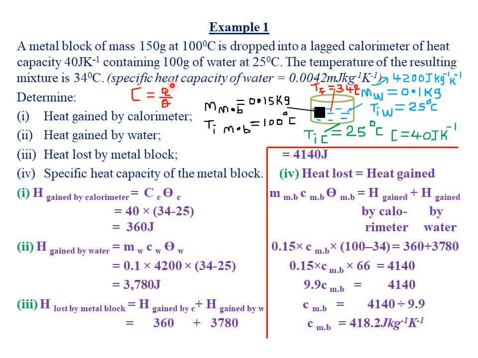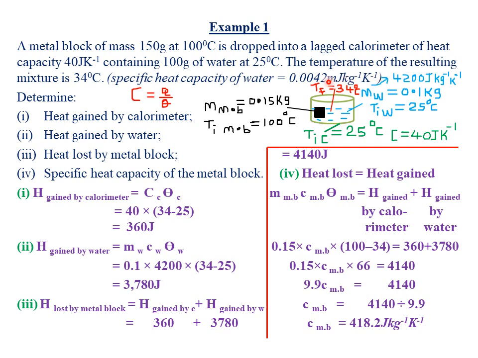Then we are told that the specific heat capacity of water was 0.0042 megajoules per kilogram per Kelvin. So just like we said under work, energy, power, and machines, we did say that 1 million joules will always be equal to 1 megajoule. Similarly, 1 million joules per kilogram per Kelvin will always be equal to 1 megajoule per kilogram per Kelvin.